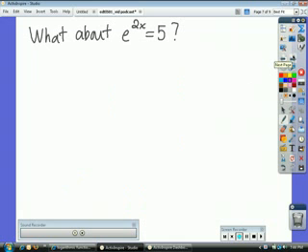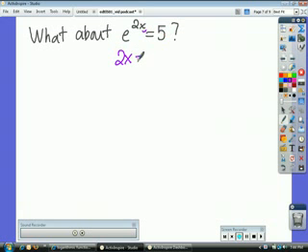Now, what about e to the 2x equals 5? In our first discussion about exponential equations, and this is in fact an exponential equation because of the x in the exponent, we said that we need to attempt to get the bases the same. Is there any way that we can get 5 to be a base of e, or e to be a base of 5? No. So we need another method to solve this. One method is to change this to a logarithmic equation.